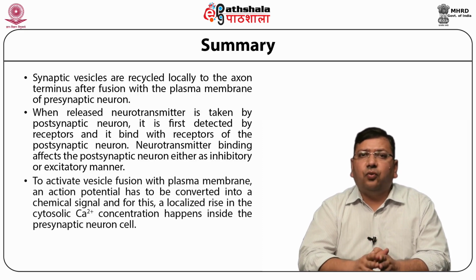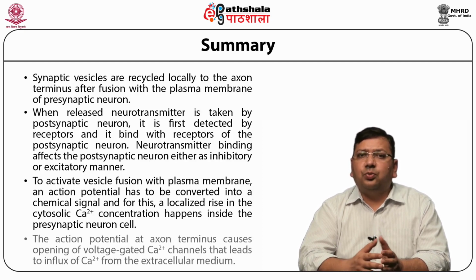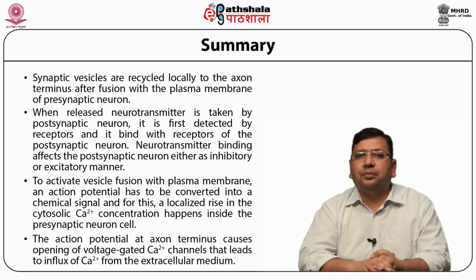To activate vesicle fusion with the plasma membrane, an action potential has to be converted into a chemical signal, and for this, a localized rise in the cytosolic calcium concentration happens inside the presynaptic neurons. The action potential at the axon terminus causes opening of voltage-gated calcium channels that leads to the influx of calcium from the extracellular medium.